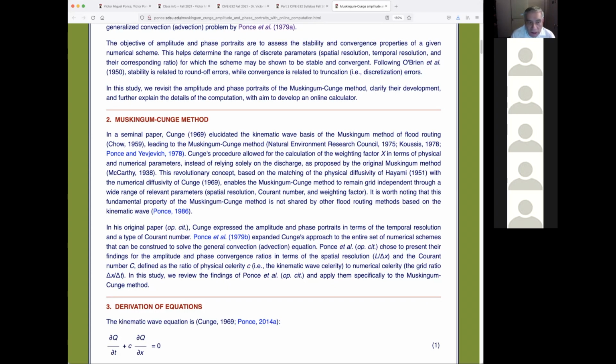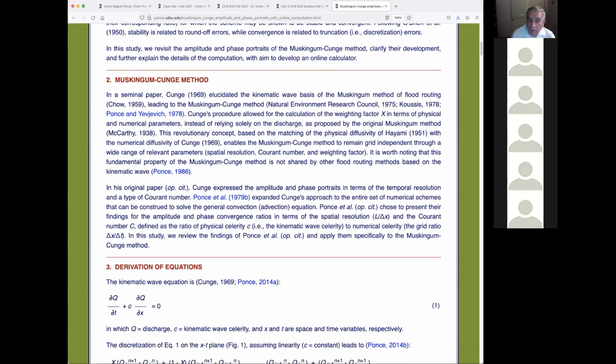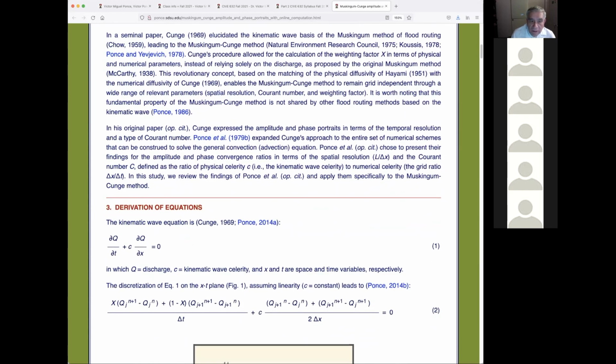It is worth noting that this fundamental property of the Muskingum-Ganch is not shared by other flood routing methods based on the kinematic wave. Certainly, the convex method of Marcus was not grid independent. And that's the reason that led the Soil Conservation Service at the time, now Natural Resources Conservation Service, to undertake the revision of the convex method. Actually, they junked it. They dumped it, and they put something else in there.